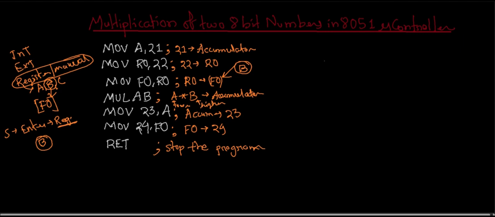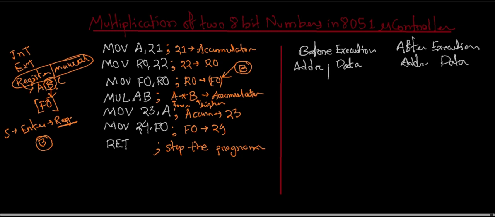Right? We can also verify this using a simple example. So let us see an example. Let me write it for you. The addresses which we have provided as input are 21 and 22, right? So let us give some content to these addresses. Suppose we have given 02 as data in the address 21 and 03 as data in the address 22.